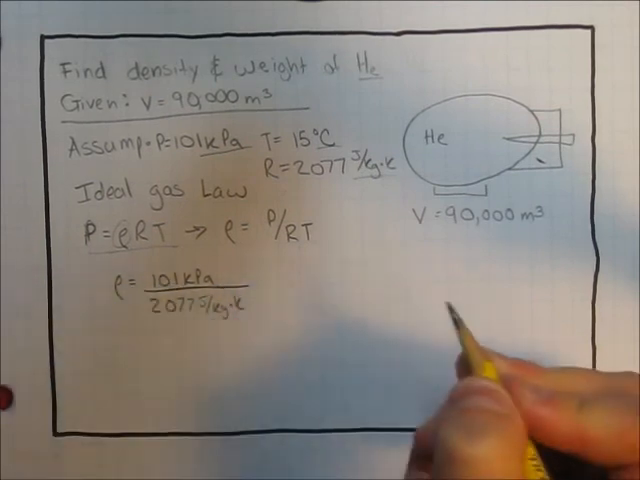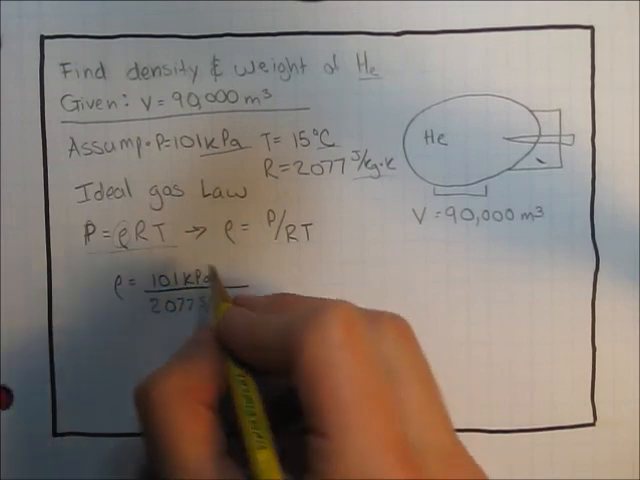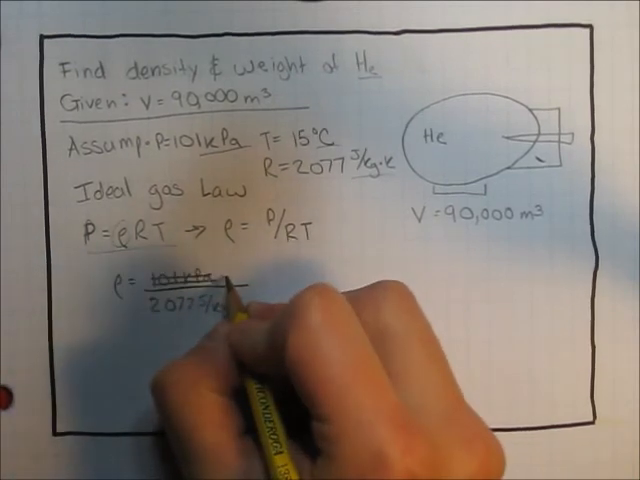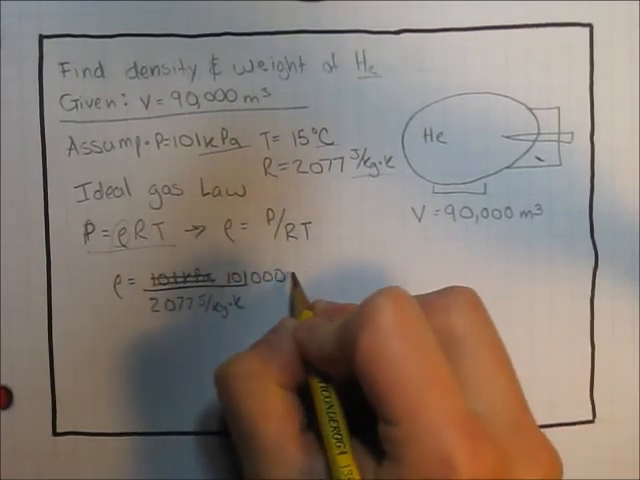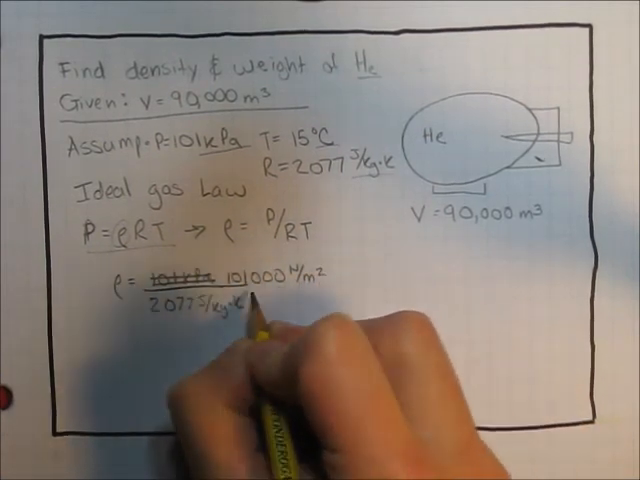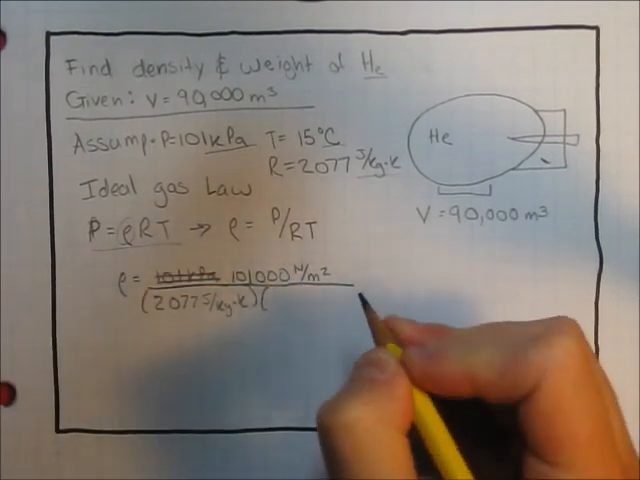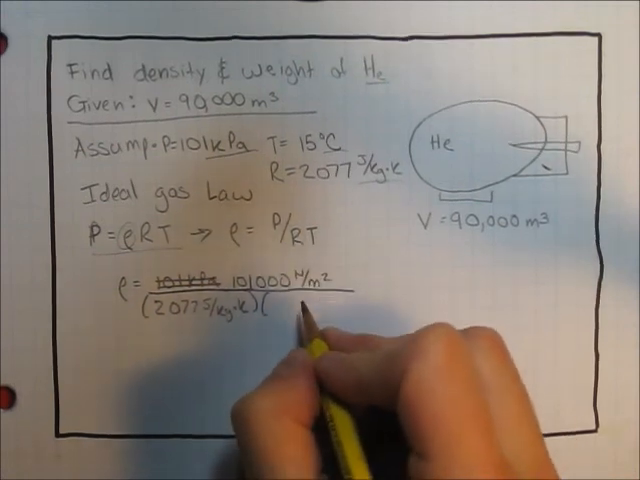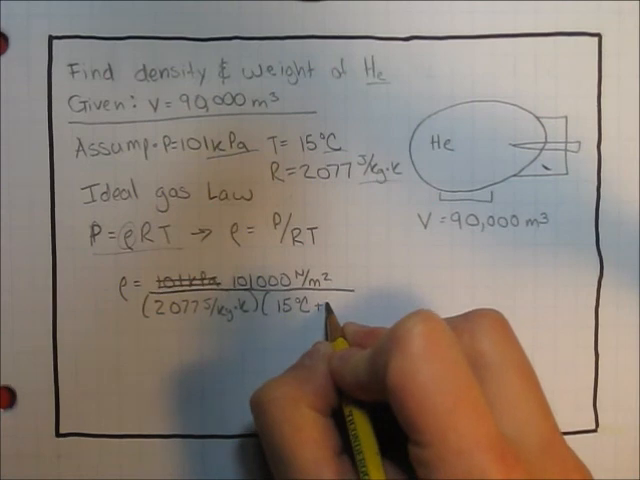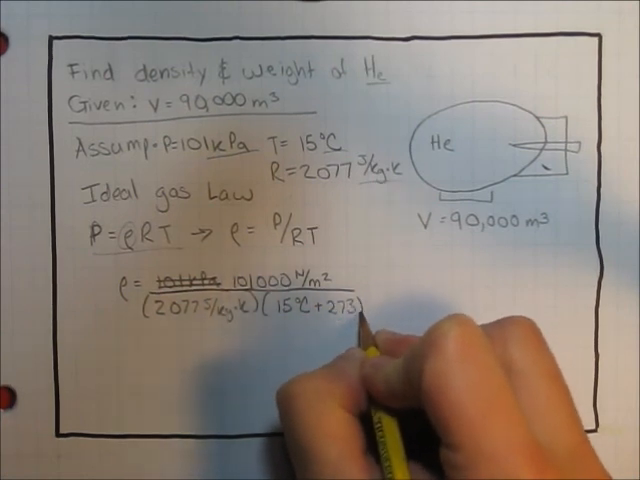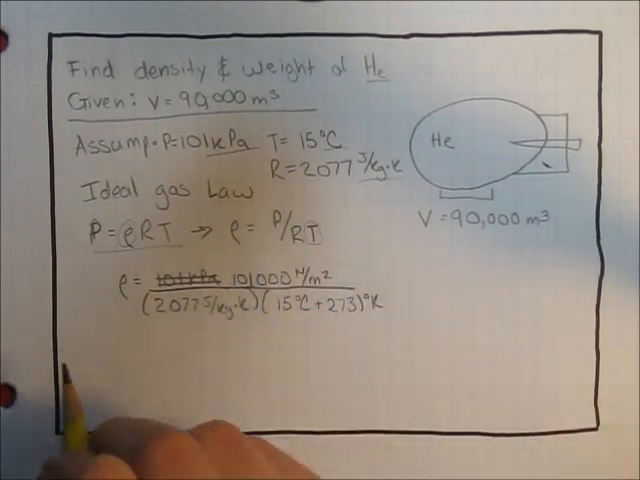And remember, this has to be converted into newtons per meter squared. So you could say this is actually equal to 101 newtons per meter squared times the denominator. We're going to have our temperature, which is going to be 15 degrees Celsius plus 273 to turn it into degrees Kelvin, because our temperature for this equation needs to be calculated in Kelvin.